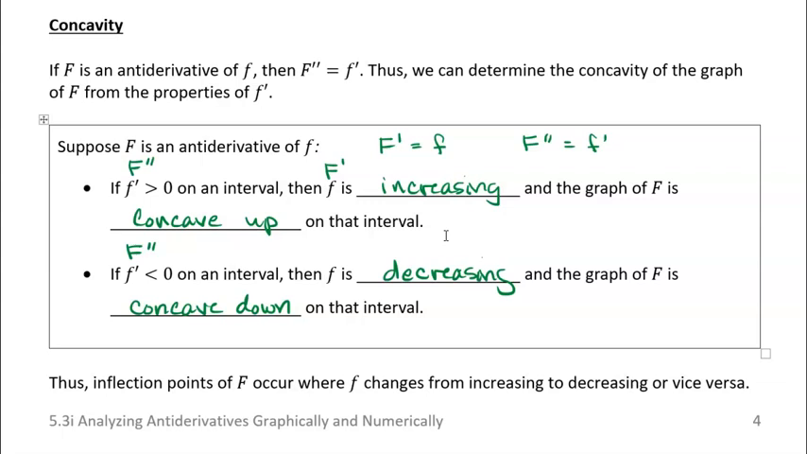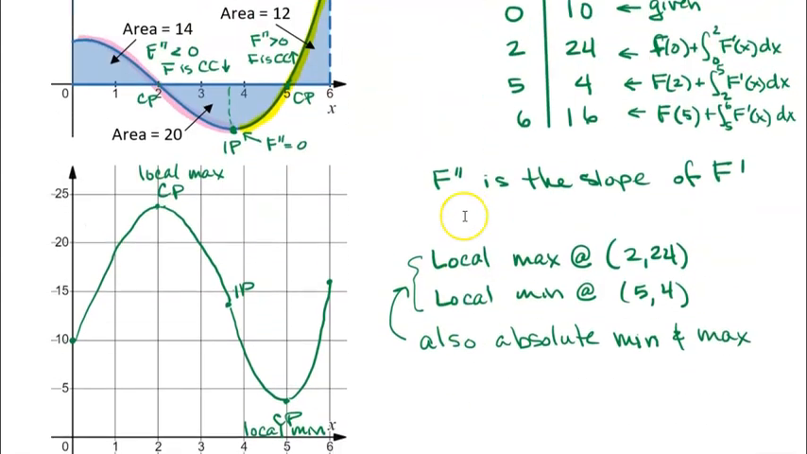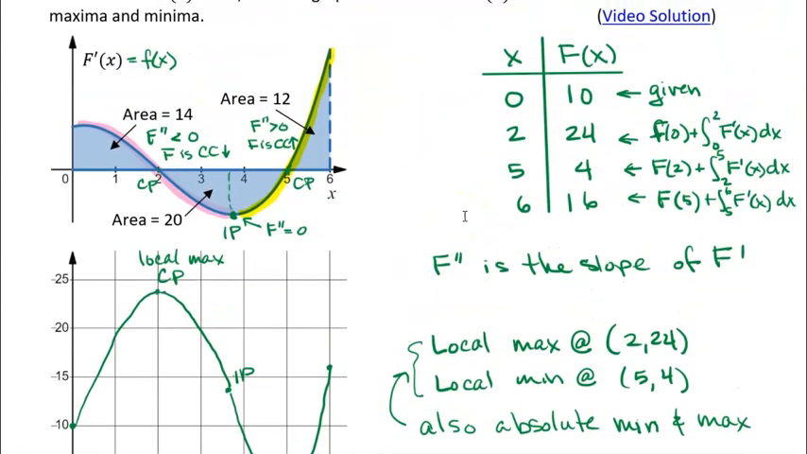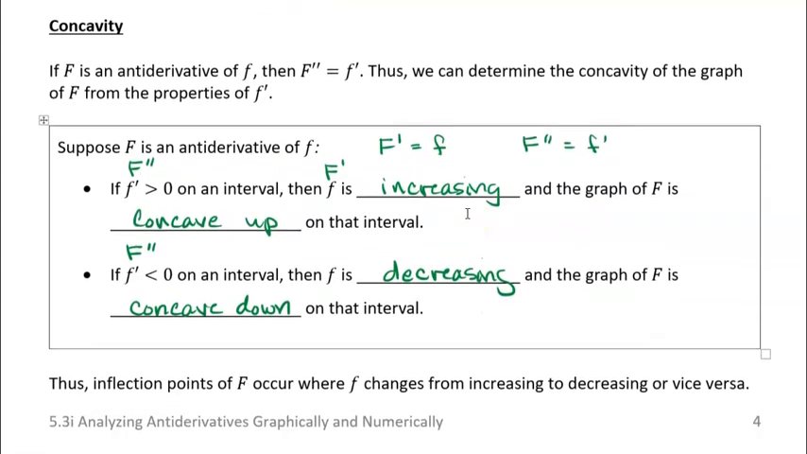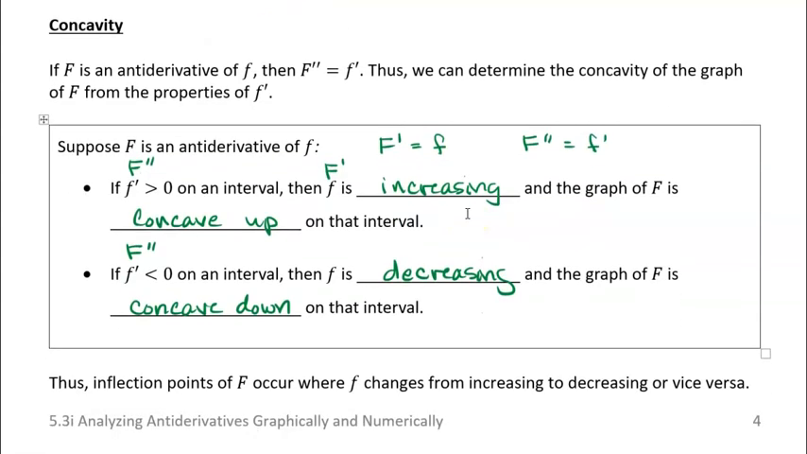But the key thing is that we can look at the slope of the derivative to find the second derivative of the antiderivative. Okay, so all right. So I'll meet you in the next example.